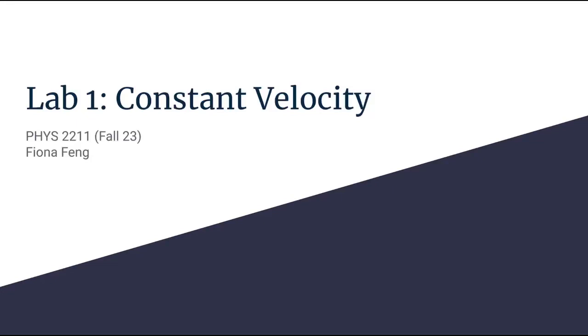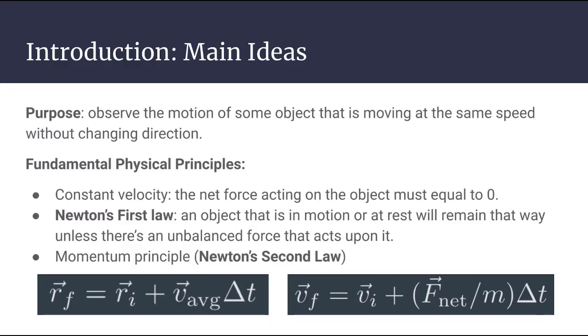Hello, this is my lab report on constant velocity. The purpose of the lab is to observe the motion of some object that is moving at the same speed without changing direction. In my case, I'm using a cart moving on a linear track traveling at a constant velocity. The motion of the cart will be analyzed and my observations will be used to compare the experimental model to the computational model. Here I've listed some of the fundamental physical principles used in this lab.